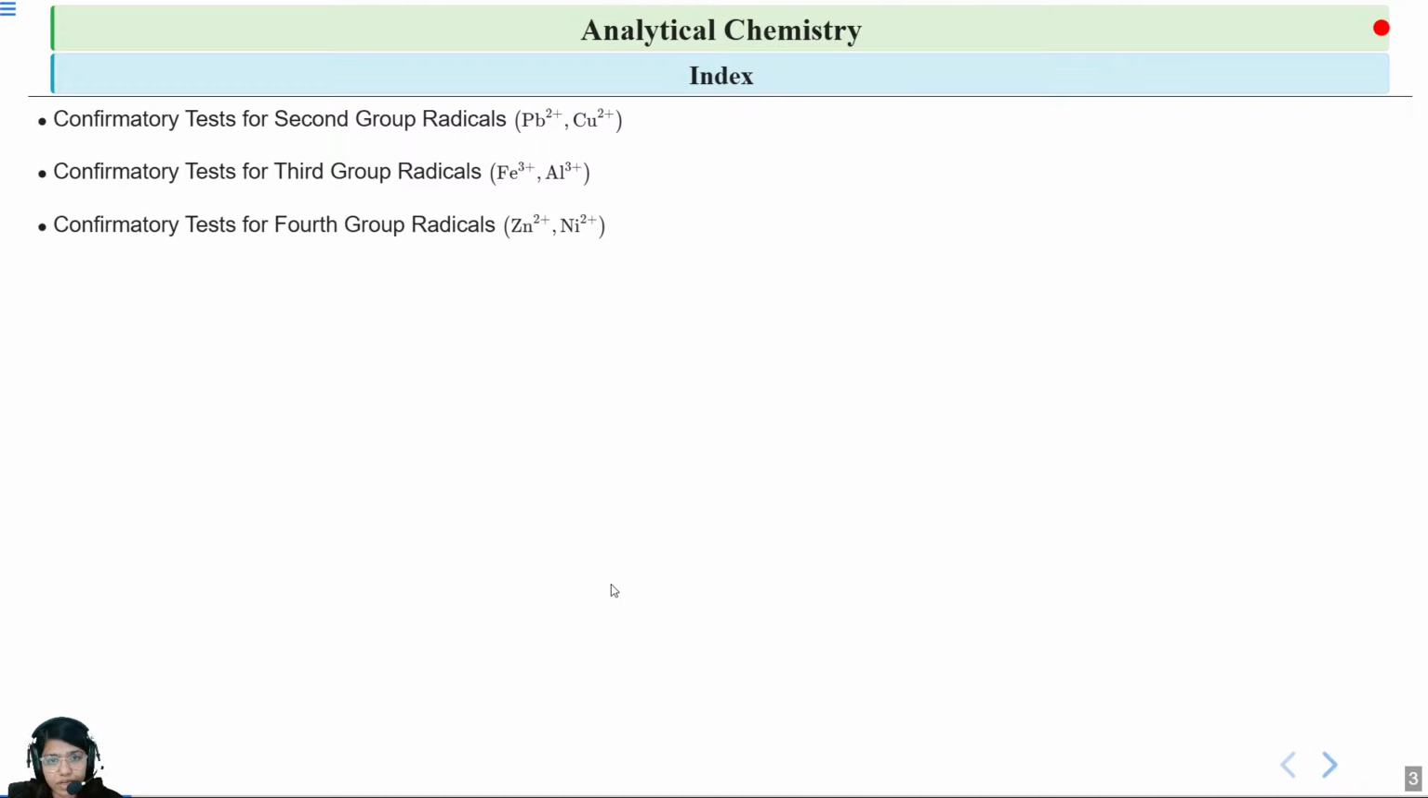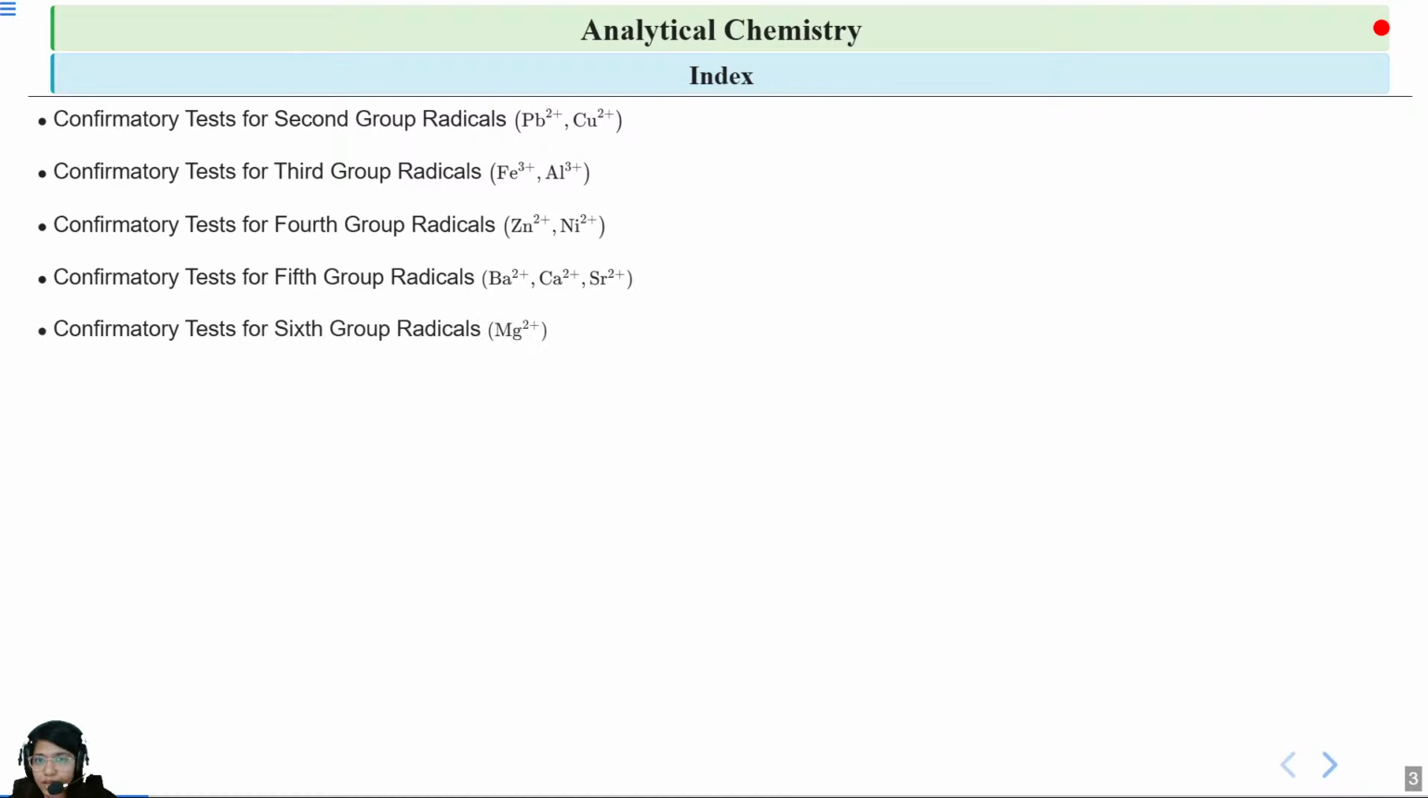After that, we will study confirmatory test for fourth group radicals, which include zinc and nickel ions, Zn2+ and Ni2+, followed by confirmatory test for fifth group radicals like barium, calcium and strontium ions. Confirmatory test for sixth group radicals like magnesium ions, we will also study about that.